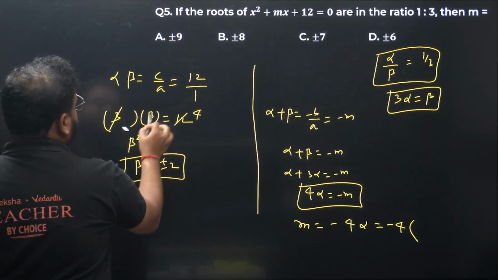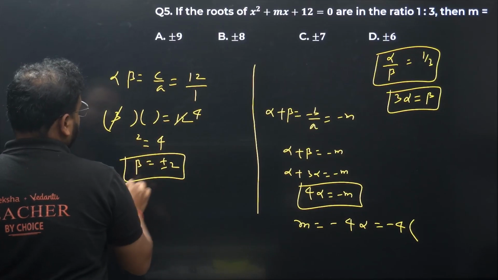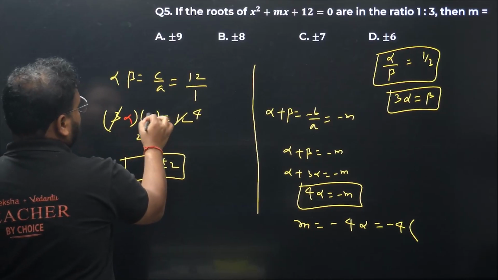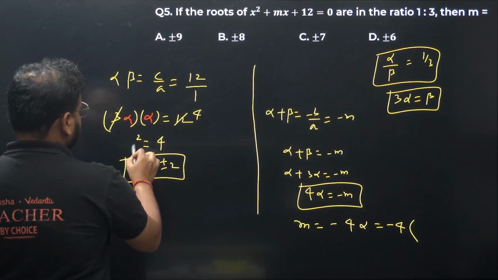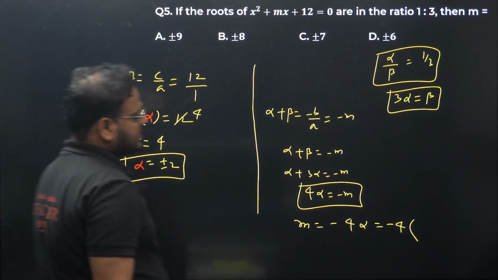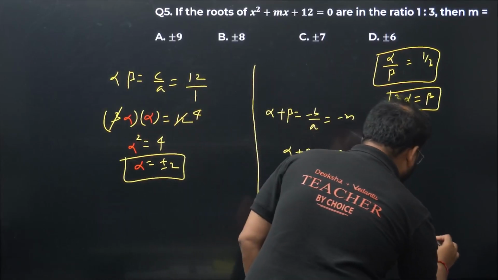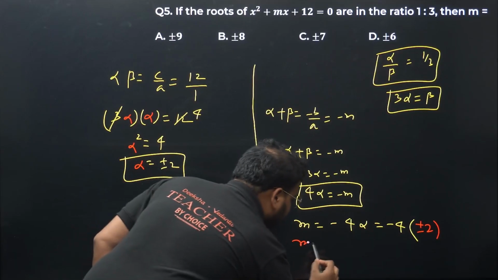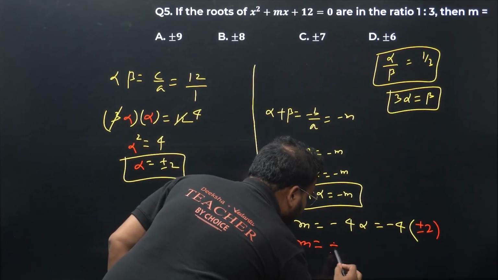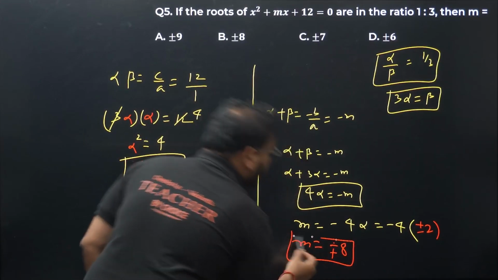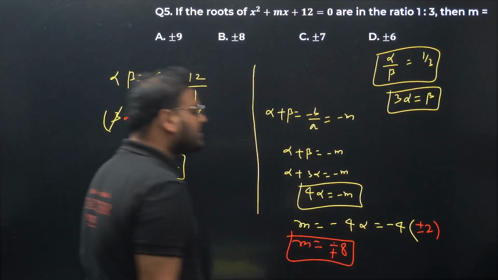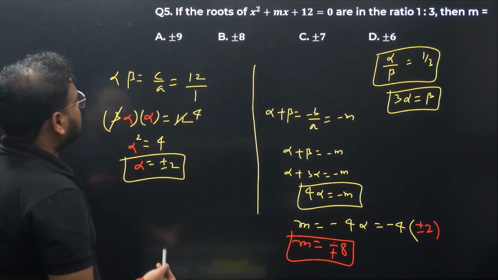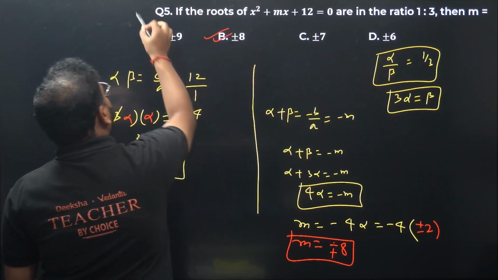This should be alpha, sorry, I have taken beta as 3 alpha, so I made a difference. 3 alpha times alpha becomes 3 alpha square, so I get alpha value as plus minus 2, right? If you multiply them, you're going to get the value of m as minus plus 8, because you have a minus sign over here, right? So minus into plus will become minus, and minus into minus will become plus. So answer is plus minus 8 or minus plus 8. In this case, the answer is option number B.